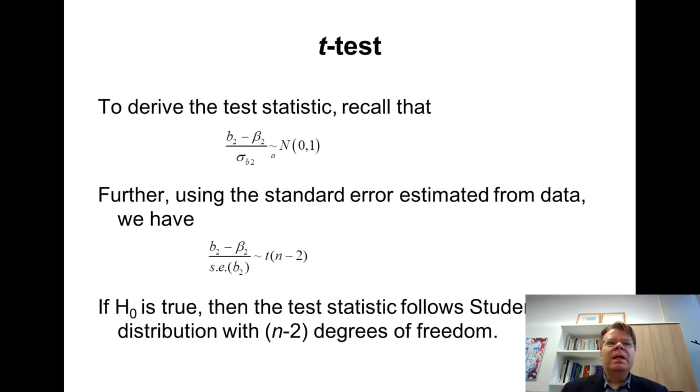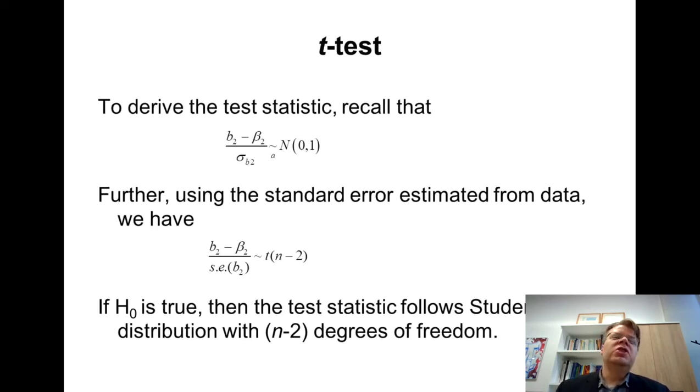So now to the probability theory a little bit. Just to remind you that we derived the confidence interval using this result: if we make the standardized variable B2 minus beta 2, and we divide this difference by standard deviation sigma B2, then the standardized variable will follow the standard normal distribution. But when we replace this standard deviation by the estimated standard deviation called standard error, then the standardized statistic follows the t distribution with n minus k degrees of freedom. When we have the single regression case, it is of course n minus 2. So this is why we call it the t-test. The test statistic follows the t-distribution.